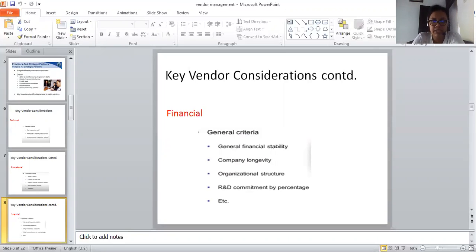All right, so these are the things that you have to look into when we talk about the financial aspect, the key vendor considerations of the financial aspect. Is it clear? Okay, and now we are going to discuss the contractual aspect when it comes to the key vendor considerations. So read what is there in the slide.